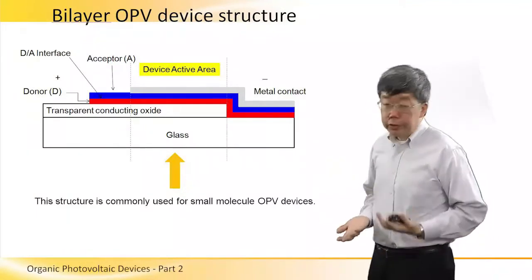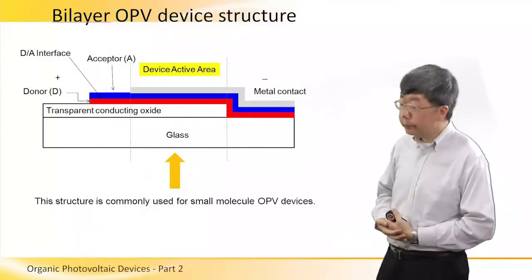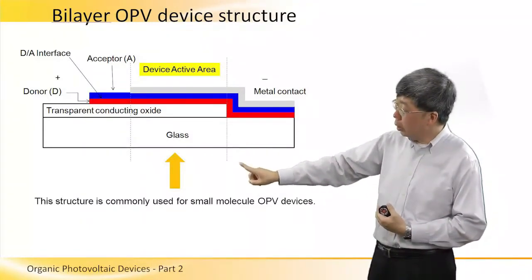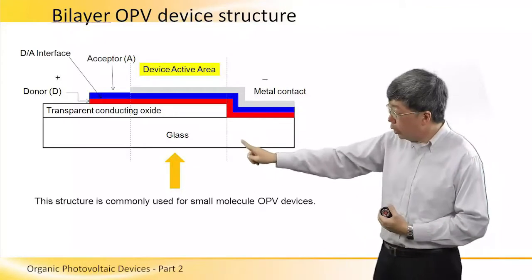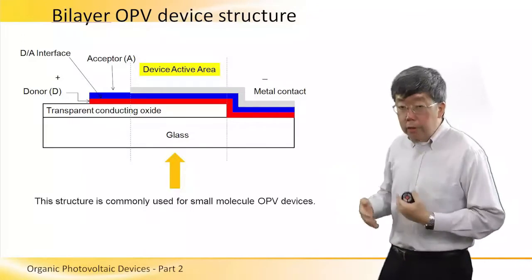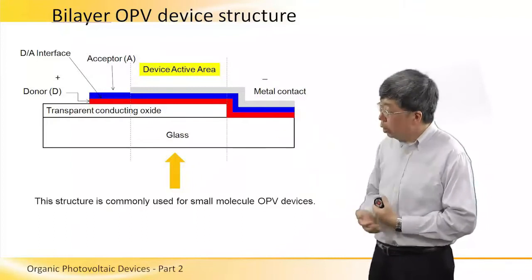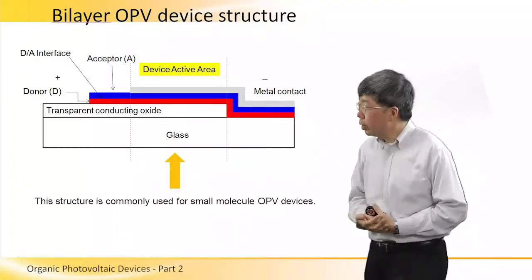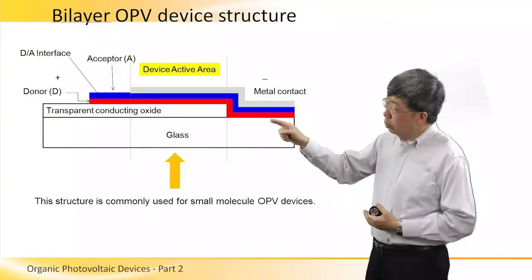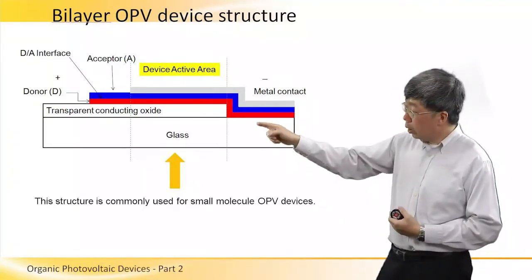And when we use this device to generate electrical power, what we do is we shine sunlight from the bottom through the glass sheet and the transparent conducting oxide. And the photovoltaic or PV effect will take place at the junction or the interface between the donor and acceptor. And as a result of that, you will get a voltage between the cathode and the anode.